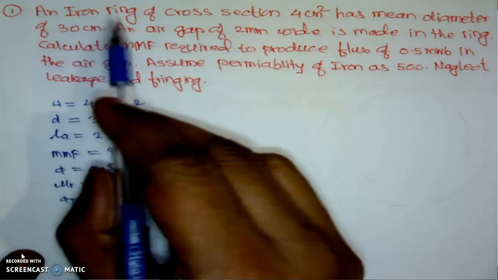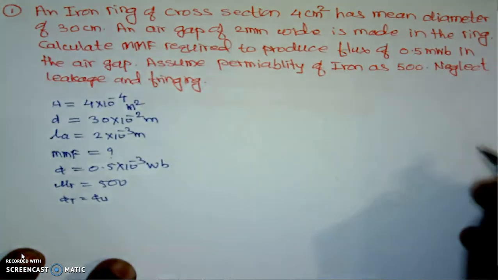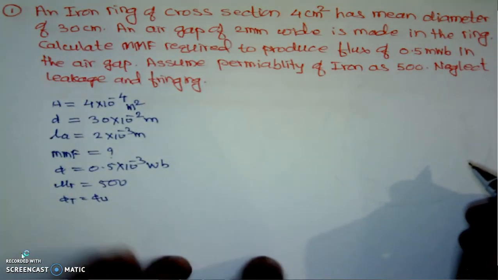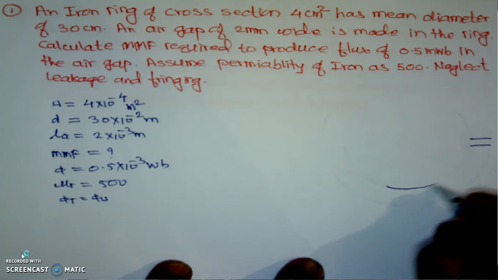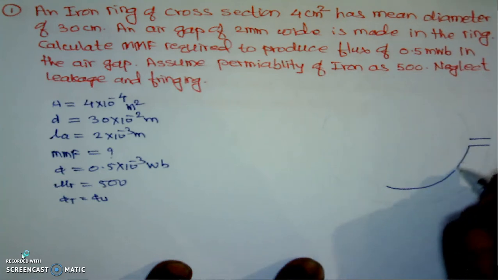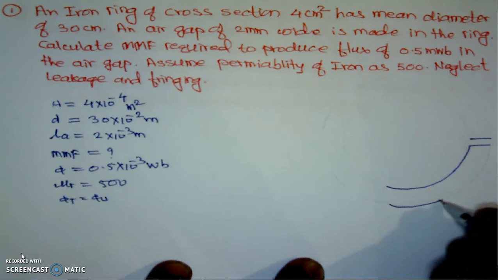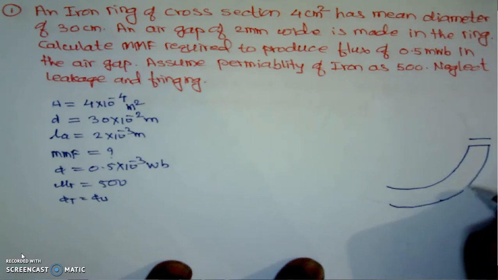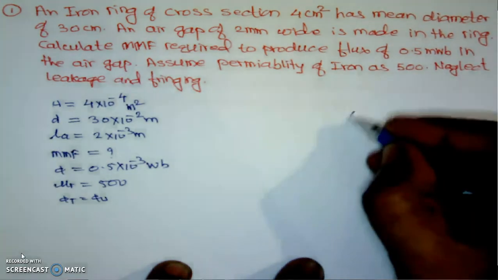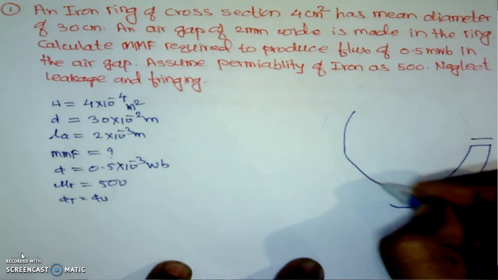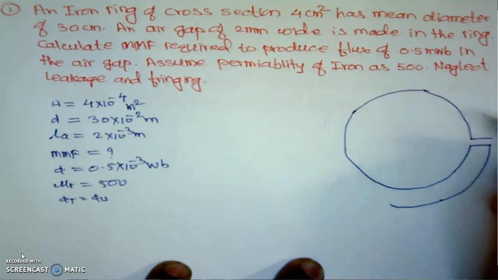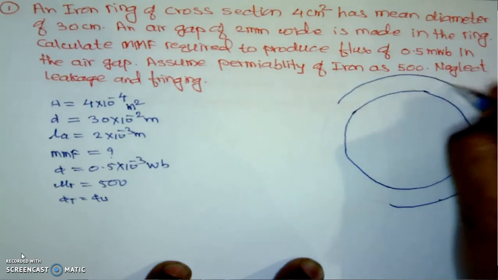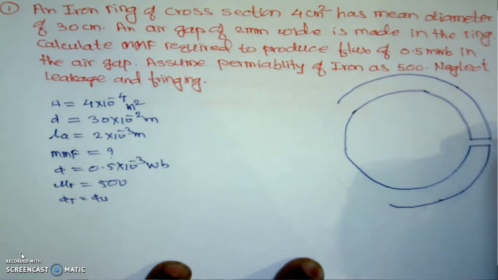Now first we will draw the figure and try to understand what we want to calculate. Here it is an iron ring with an air gap of 2 mm wide. I will draw the figure for the iron ring having the air gap of 2 mm wide. The figure will be something like this. We are drawing the ring which has an air gap of 2 mm wide. Then we will mention all the parameters given in the problem, and then we will decide what we want to calculate in this particular case.